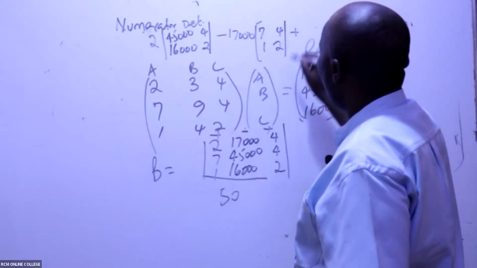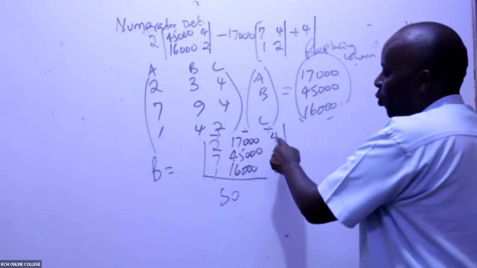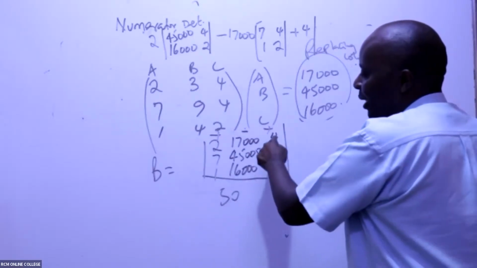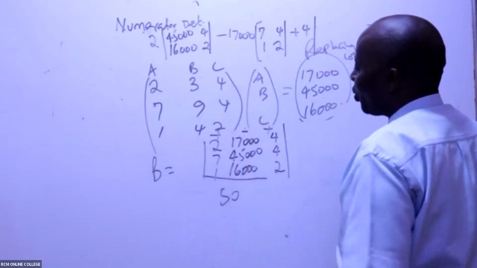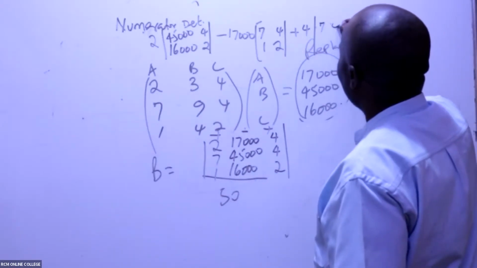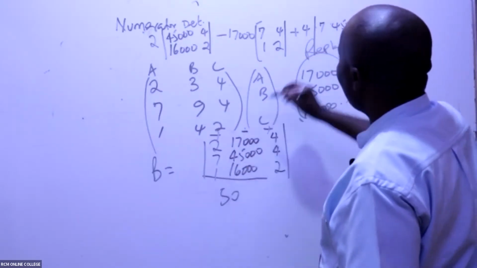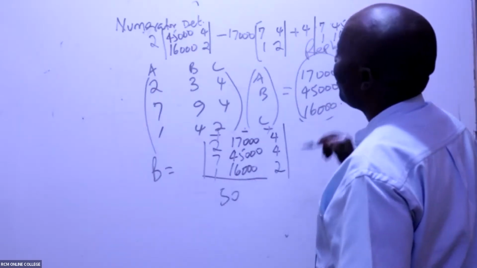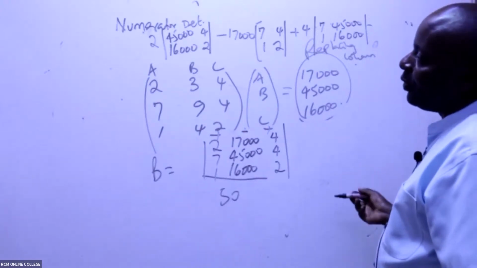Plus 4. Once we have this 4, then we must hide this and that. If we hide this and that, the leftovers are these ones. So 745,000, 116,000. Like that. And then now you can easily go ahead and give me these figures.